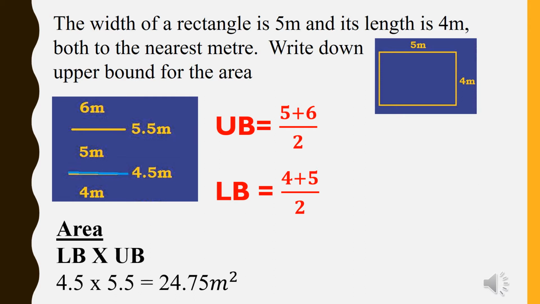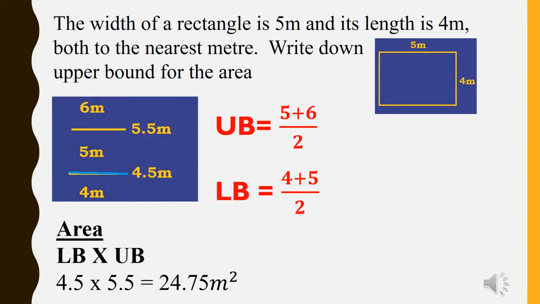In this example, the width of the rectangle is 5 meters and the length is 4 meters, both to the nearest meter. Write down the upper bound for the area. To find the upper bound of an addition or an area, you multiply the upper bounds of both measurements, as this could be the largest possible sum or area. Whereas to get the lower bound of an addition or multiplication, such as area, you would multiply the lower bounds of both measurements.